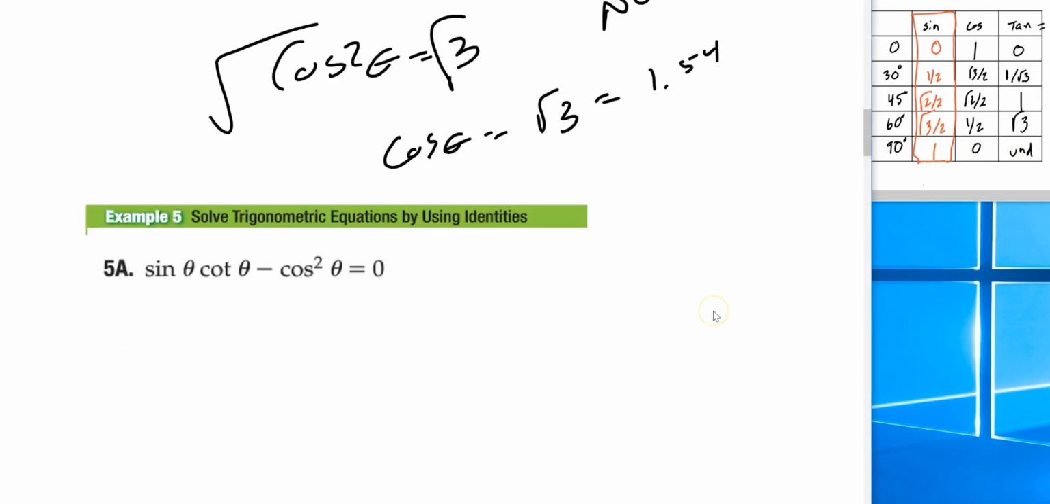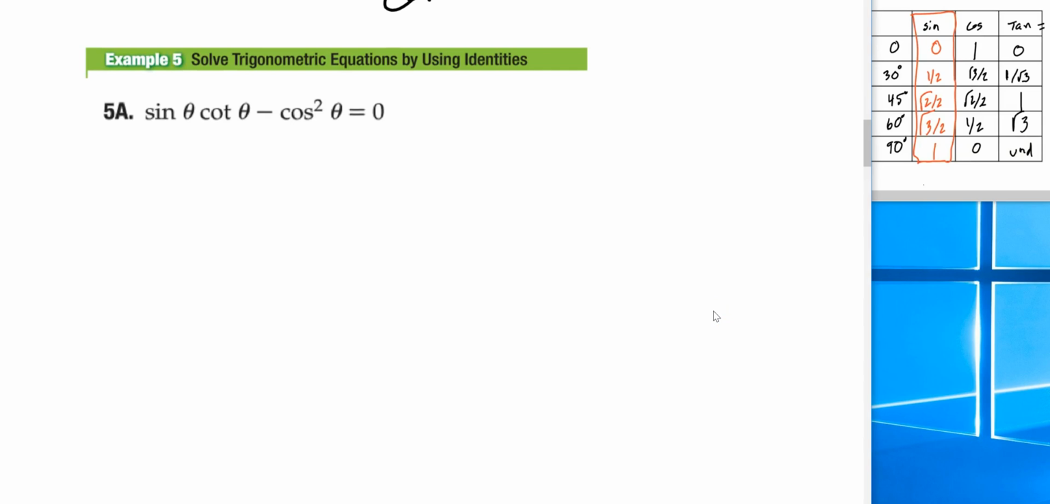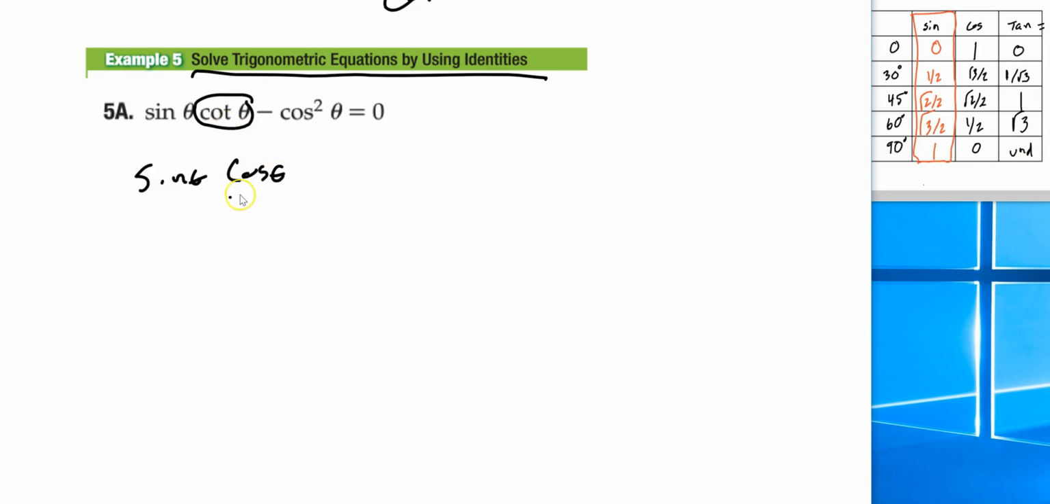Okay, let's move on to some other ones. Now, this next one's where it gets even harder. Now they want you to use trig identities, so we're combining the last few lessons here. To solve this, first I want to do the trig identity. Remember the rule is, if you're not sure, the trick is switch anything that's not sine and cosine. So this is going to be sine theta. Cotan is cosine over sine. Minus cosine squared. Now here, the sines cancel. I'm left with just cosine theta minus cosine squared theta.